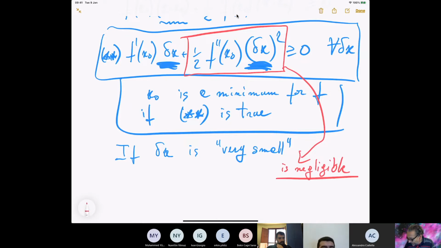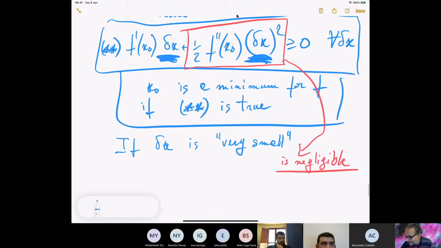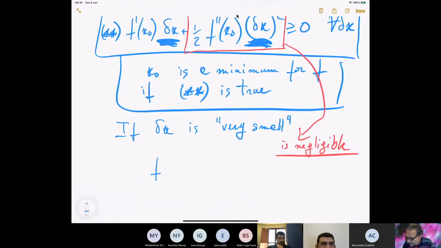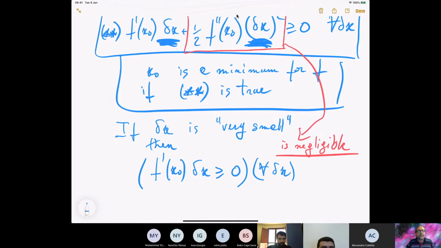I mean, this is the kind of reasoning which will cause a mathematician to start shouting, because this is what we call heuristic reasoning: a reasoning for finding a conjecture and then proving it with a more rigorous argument. If delta x is very small, then this inequality is verified for every delta x. Okay.